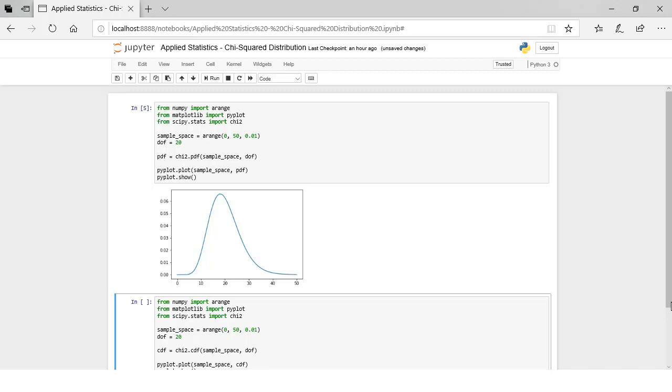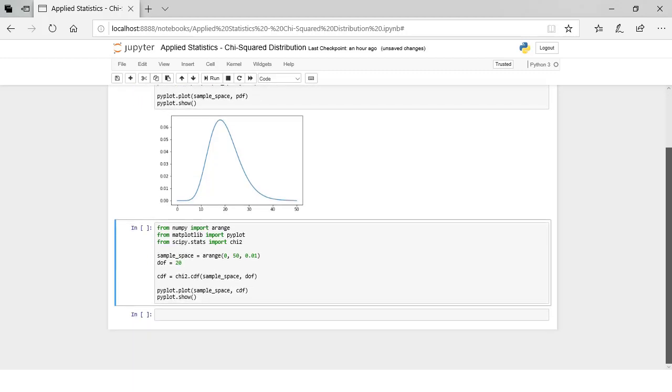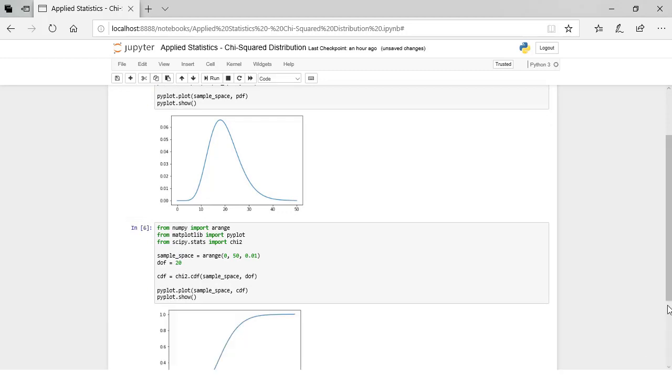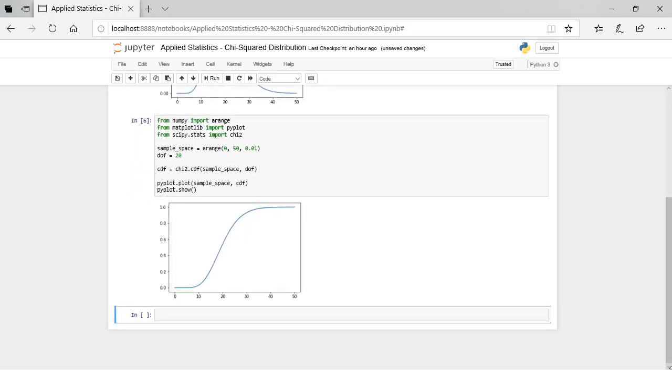The chi-squared CDF function can be used to calculate the cumulative density function over the sample space. Running our example creates a plot of the cumulative density function for the chi-squared distribution. This distribution helps you see the likelihood of the chi-squared value around 20, with that fat tail to the right of the distribution that will continue on long after the end of the plot.